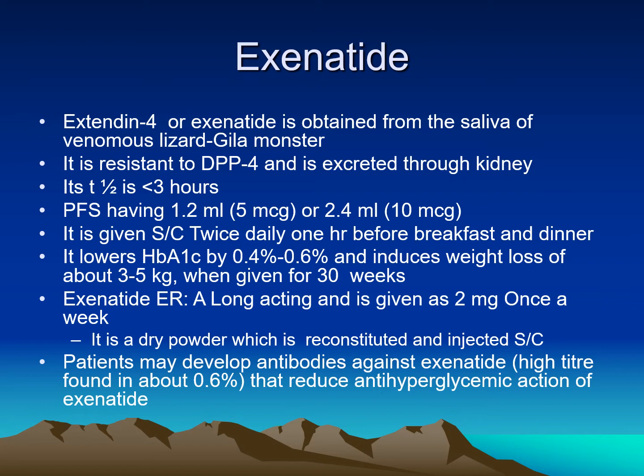Exenatide was to be given twice daily, and that was a problem. Therefore, an exenatide extended release formulation was developed, and this agent could be given 2 milligram subcutaneously once a week only. The dry powder is to be reconstituted and injected. Exenatide had one important problem, and that is development of antibodies because of its protein nature, and high titers were found in 0.6%, that reduced the anti-hyperglycemic actions and produced hypersensitivity.